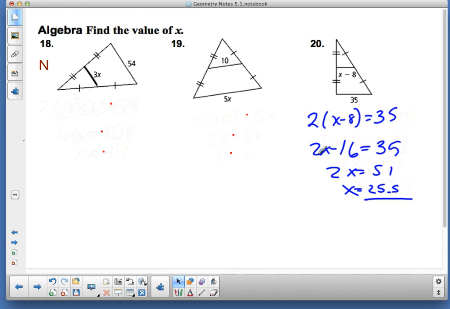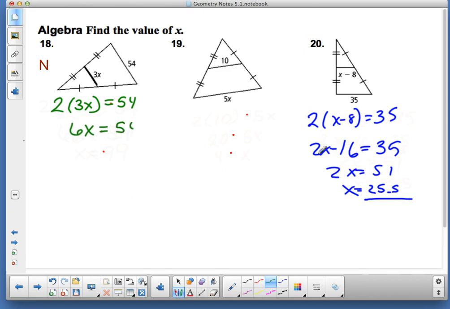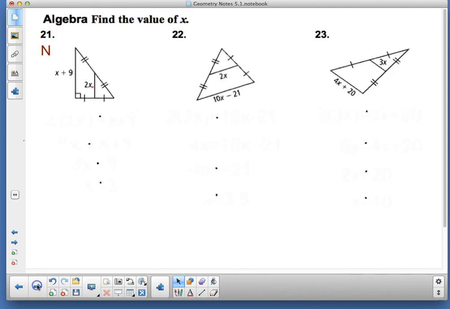Remember, always the inside times 2 equal 54. 6x equal 54. X equals 9. Oh, I'm even doing the wrong one. Bloom thought he was on 21. There are some days.